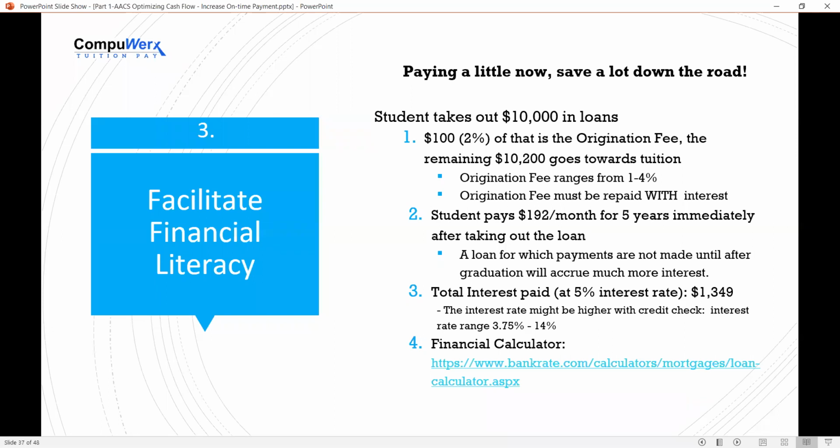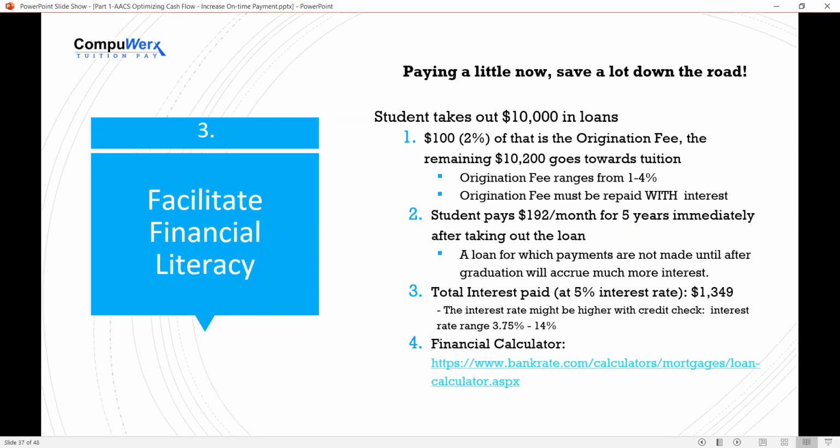So how does a loan work? Let's say a student takes out a $10,000 loan. Normally, there is an origination fee for any loan, between 1% and 4%. For this example, let's use 2%. That would be $200.